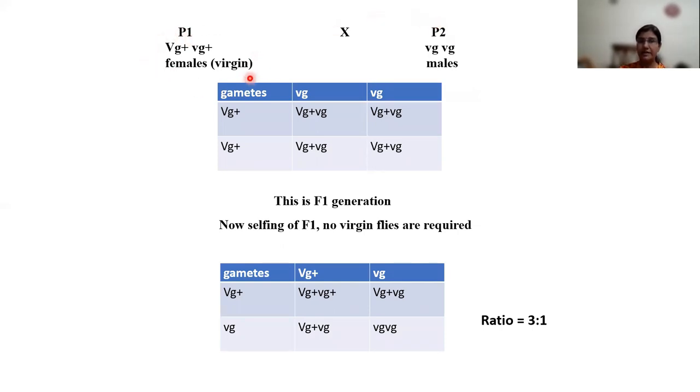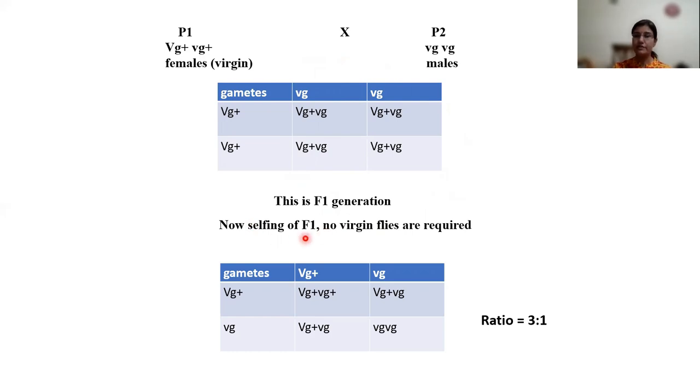When we are taking the wild type females, they have to be virgin, and we are taking the mutant males. The mutant males are going to produce the gametes vg and vg, and the females are going to produce the gametes vg+ and vg+. Their possible combinations would be vg+ vg, vg+ vg, vg+ vg, vg+ vg. So in the F1 generation, the phenotype of all the progeny, irrespective of male and female, is going to be the wild type character. They are going to have normal wings.